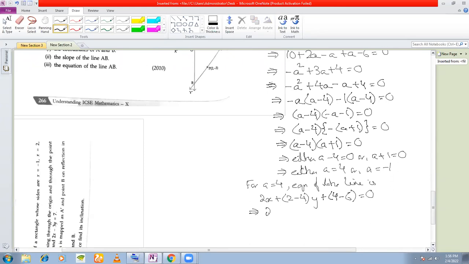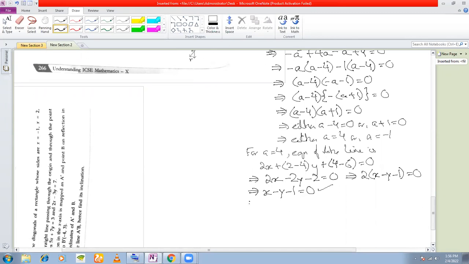So you're getting here 2x minus 2y minus 2 is equal to 0. If you take 2 out as the HCF, you get x minus y minus 1 is equal to 0. So for a is equal to 4, this is the equation of the line such that a, b, c are collinear. Now we take the next value of a.